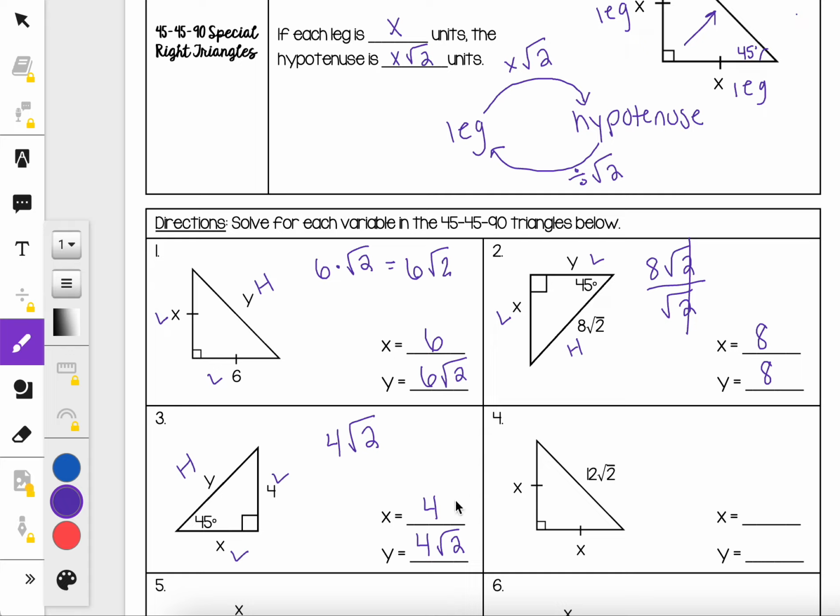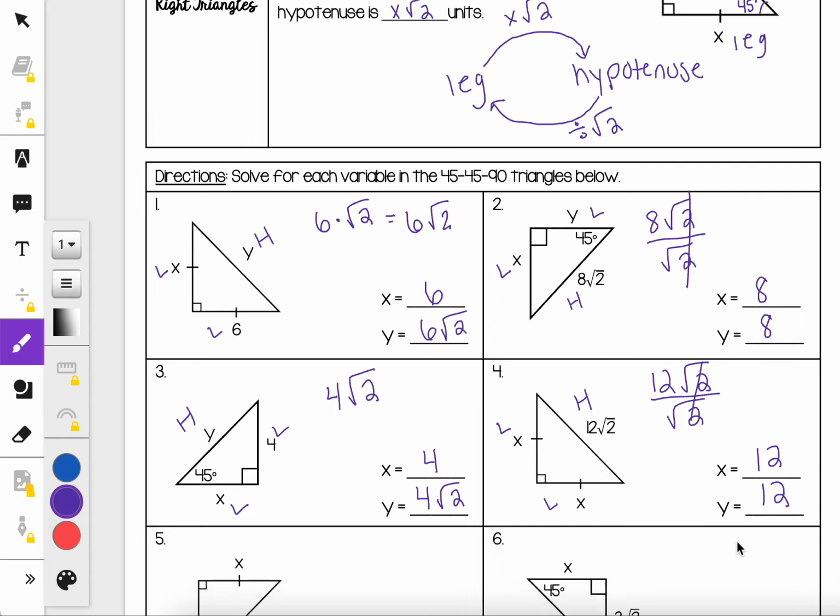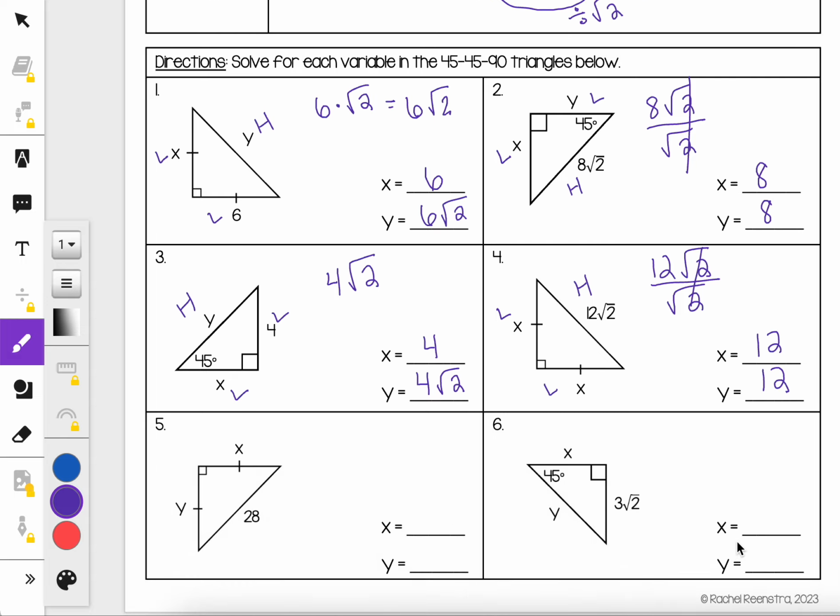Okay, again with number 4, label your sides. All right, so I have 12 times the square root of 2. I'm going from my hypotenuse to my leg. So I'm going to divide by the square root of 2, and I get 12 for both of those legs. Now, this lesson is going to get a little bit heavily involved with radicals. So we have to remember those radical properties.